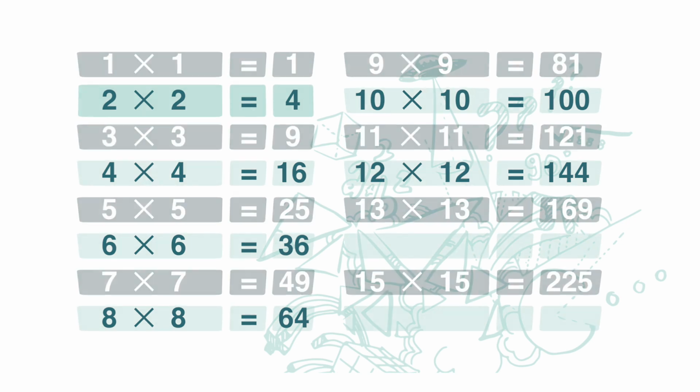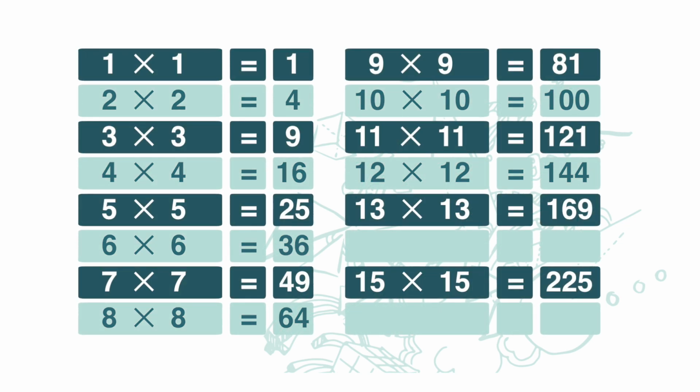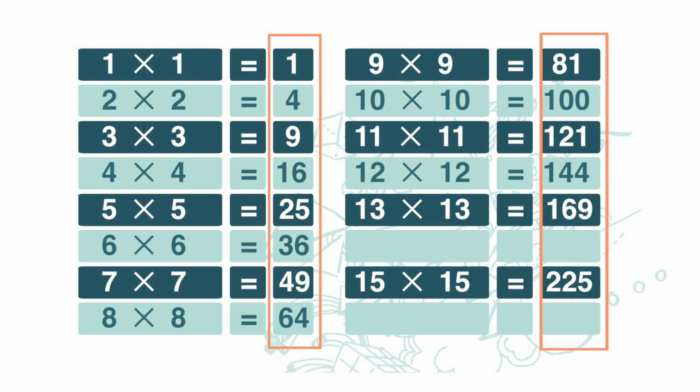We have just learned that perfect squares are the squares of whole numbers. They are 1, 4, 9, 16, 25, 36, 49, 64, 81, 100, 121, 144, 169, 225, and so on. It helps us a lot when we do maths questions if we know these numbers well.